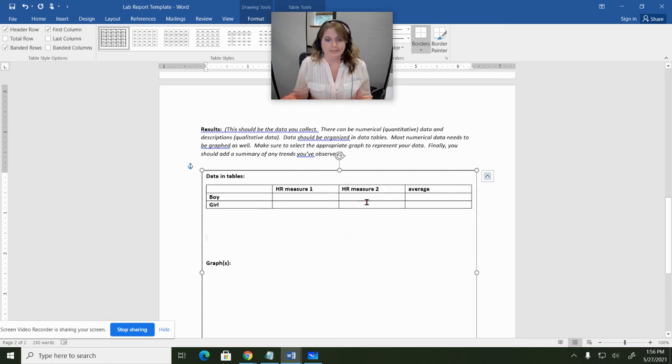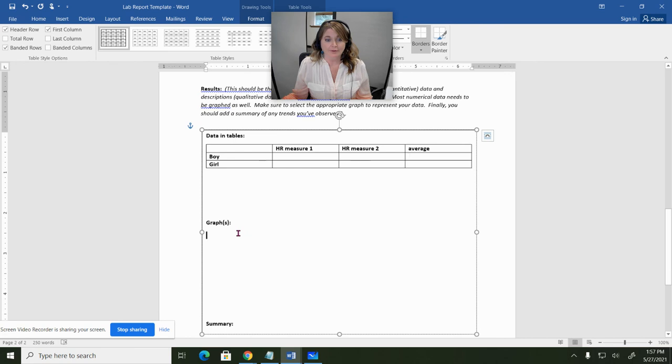So maybe in this situation, I would have us rest for 20 minutes and then measure our resting heart rate on one day. And then the next day, I would do the same thing. And then I would average those 2 together for an average column. So you'd have some sort of a data table here.